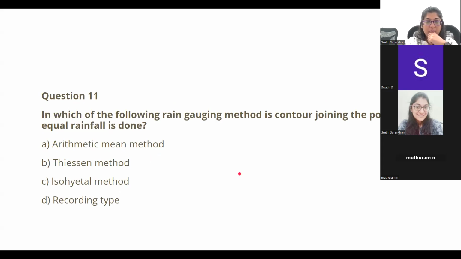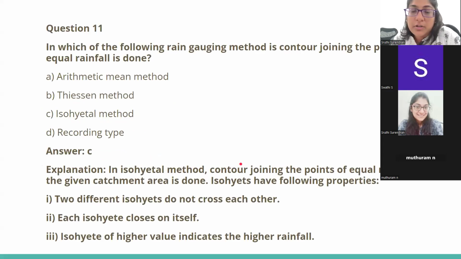Correct answer. We talked about three methods. The arithmetic mean method is nothing but finding the average, adding all the precipitation values and dividing by the number of values that you have. Thiessen's method, as I explained, creates polygons using perpendicular bisectors of triangles formed by connecting the rain gauges. In the isohyetal method, we form closed areas by isohyets that connect all points of equal rainfall. So this contour joining points of equal rainfall is used in the isohyetal method. So option C is the correct answer.